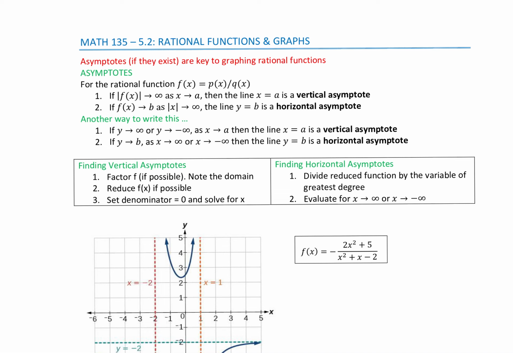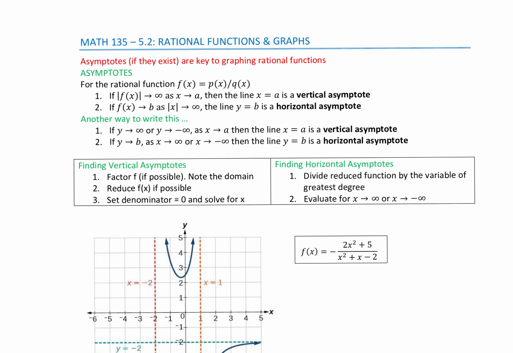In 5.2, we are going to be graphing rational functions by hand. We're not going to be using transformations because our rational functions can get very complicated. Remember, it's just a polynomial over another polynomial. So we're kind of going to be moving away from the 1 over x and the 1 over x squared.